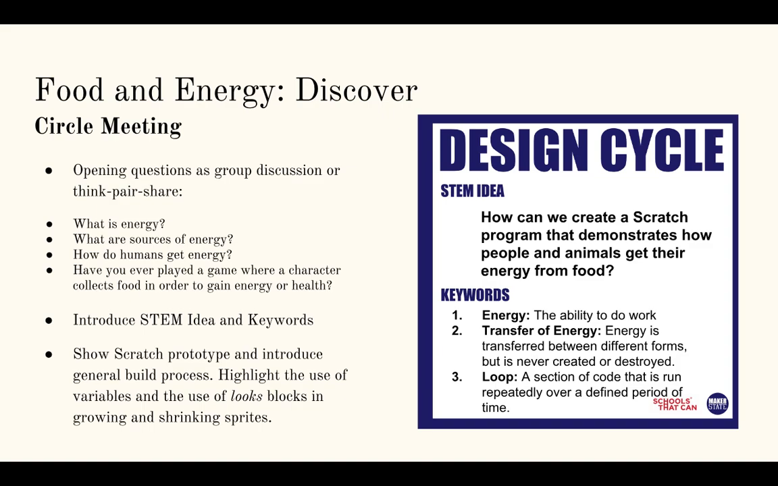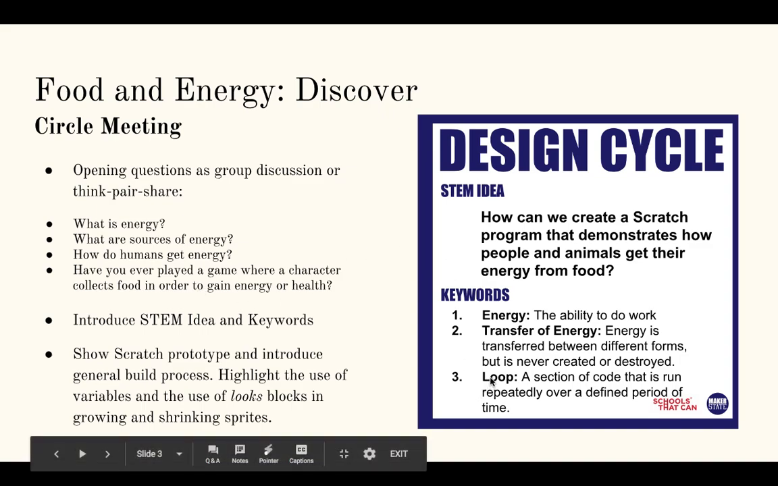And in this case of food and energy, we're talking about energy stored as chemical energy in food, and then we transfer that into kinetic energy. We as people transfer that into kinetic energy as we move and do things with that energy that we get from food. Okay, and finally our final keyword is a loop.